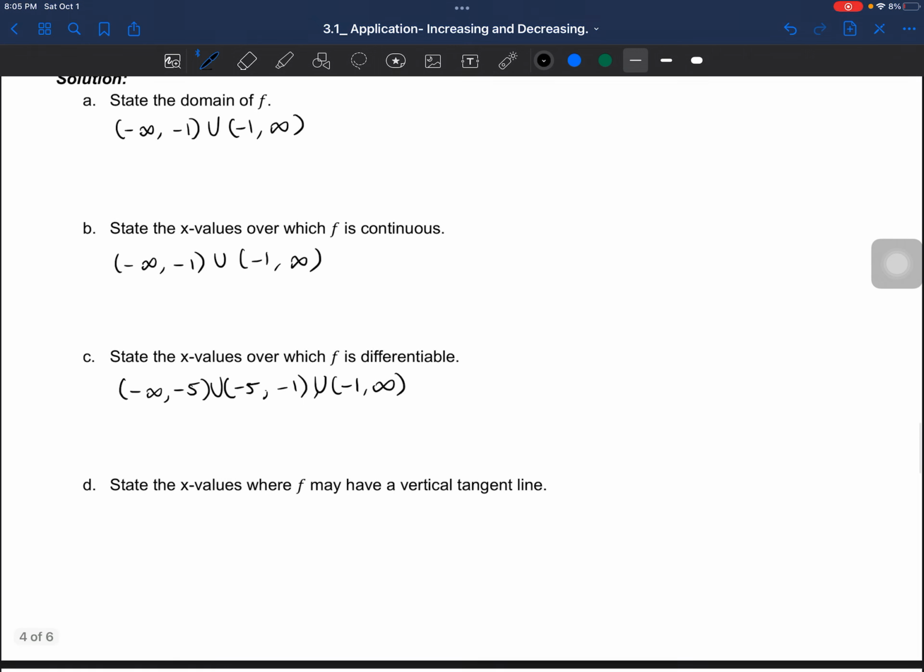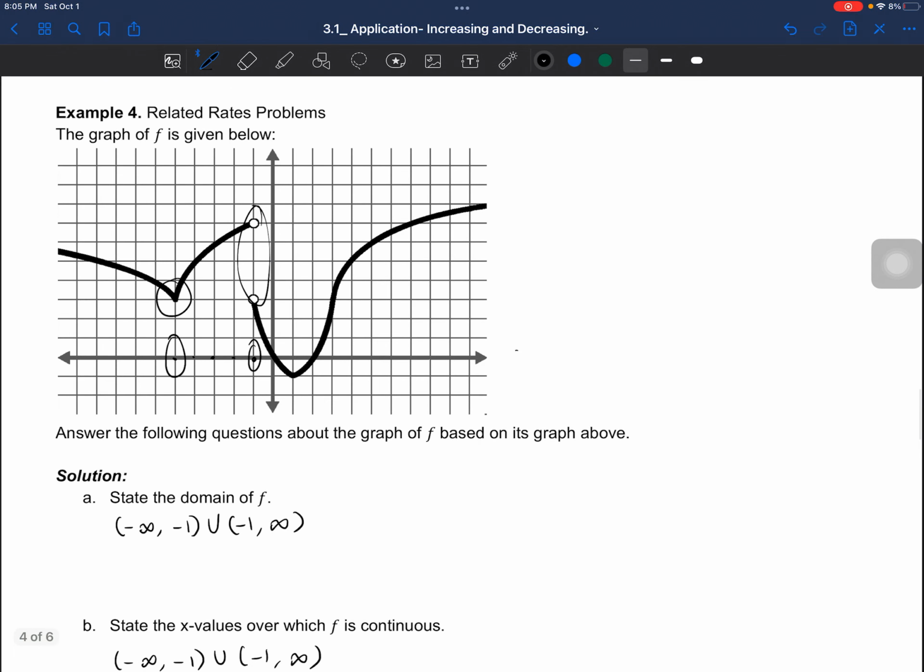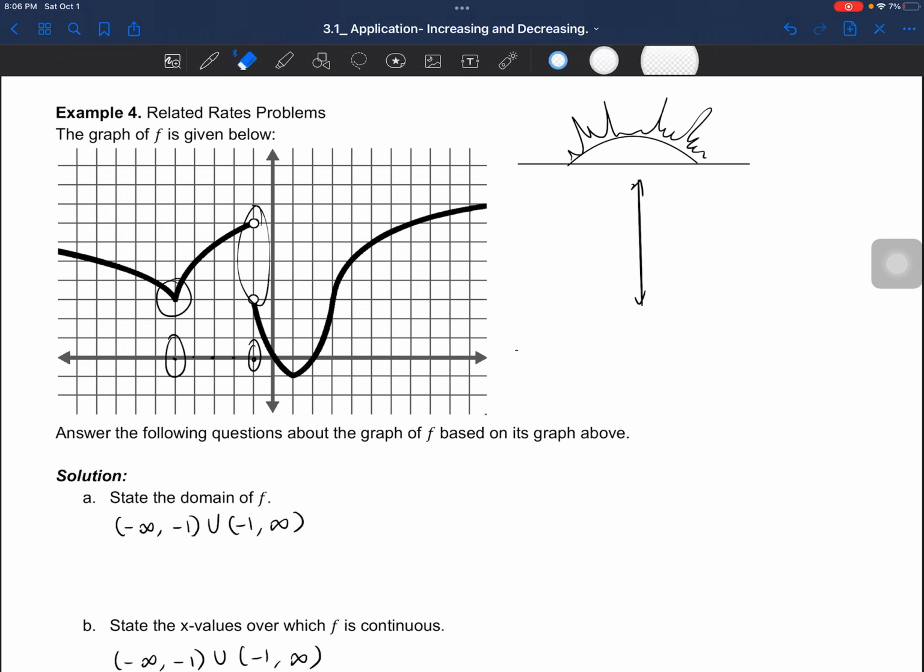All right, and the next one is going to ask us to find the values where f may have a vertical tangent line. Vertical tangent line, remember the horizontal line is this one. And the way I like to think about horizontal is just like the horizon. I imagine myself looking at the ocean, or looking at the sunset, and I see the sun, right? So I see the horizon as a horizontal line. So that means the vertical line needs to be this one right here, right? This one is the vertical line.